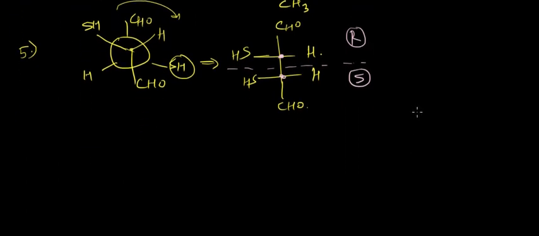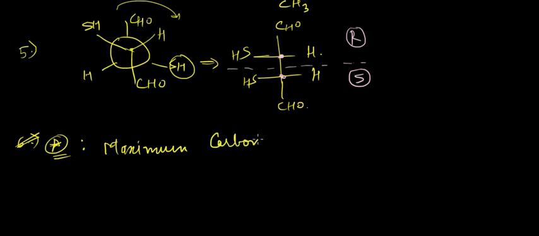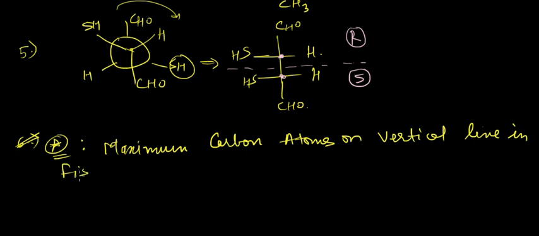I was previously thinking to end the video lecture here, but let us take some more examples, because it's getting interesting from now on. So just remember this important concept, that maximum carbon should be on the vertical line in Fischer projection, right? So before I go into this, let me write a note that maximum carbon atoms on vertical line in Fischer projection.